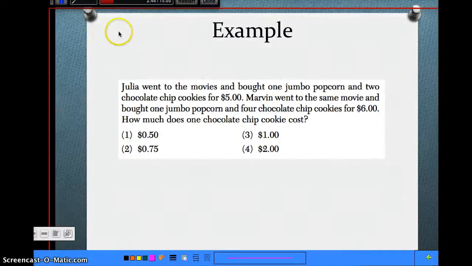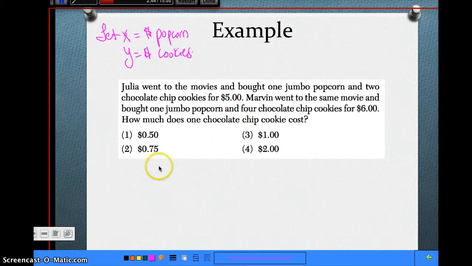All right, let's start off with our let statements. Let x, it doesn't have to be x, but I'm going to go ahead and use x, be the cost of popcorn. So the amount of popcorn and how much it costs. And then we're going to let y equal the cost of cookies.